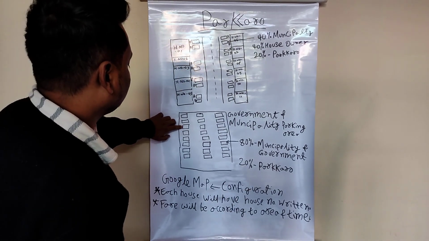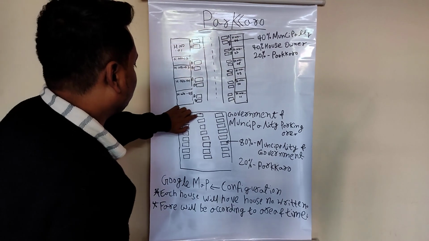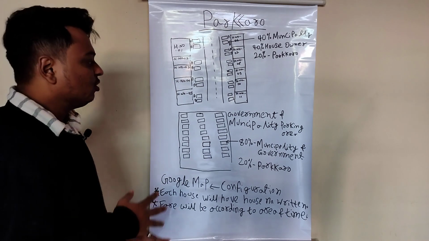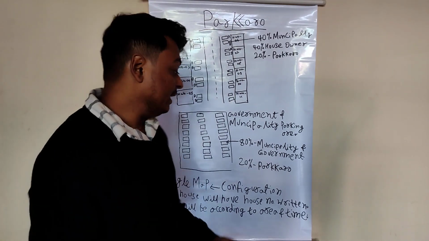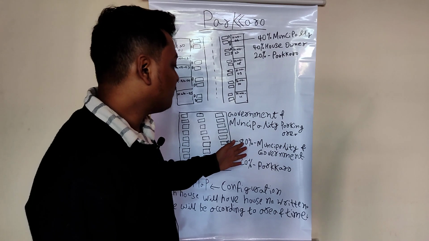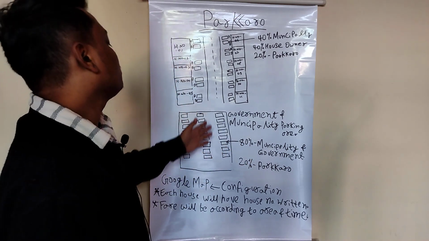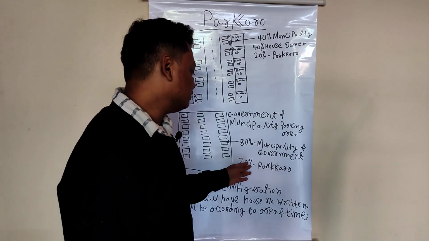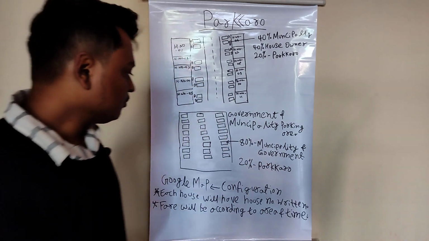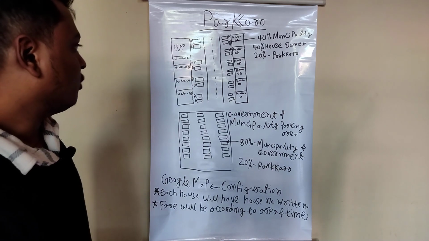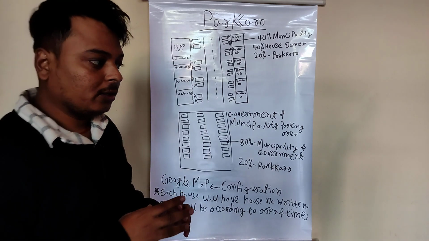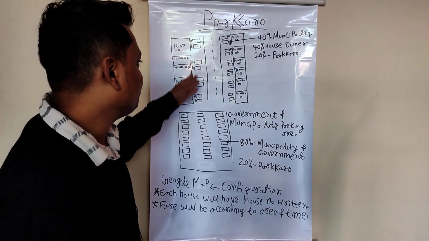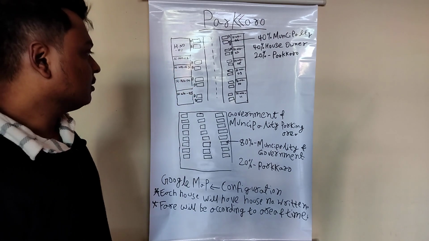Okay, 1C for this one, 1D for this one, 2A for this one, 2B for this one, 2C for this one, right? And the amount distribution would be such that 80% would go to the municipality and government, because it's solely owned by the government and municipality, right? And 20% would be charged by the Park Karo app. So this is the concept, right? And obviously I told you how OYO rooms are configured with Google Map. So these parking spaces would be configured with Google Map, okay?